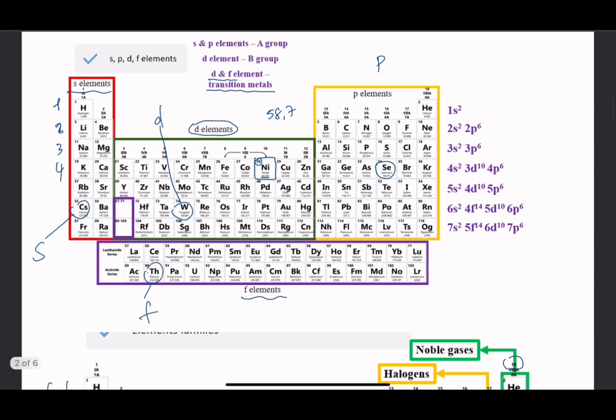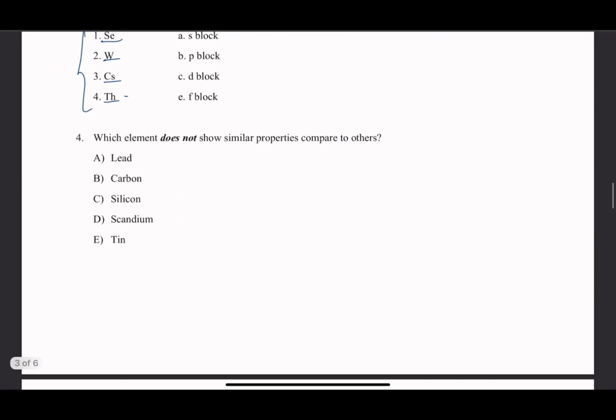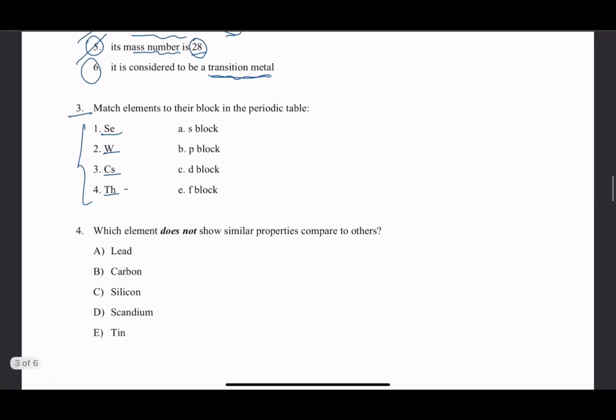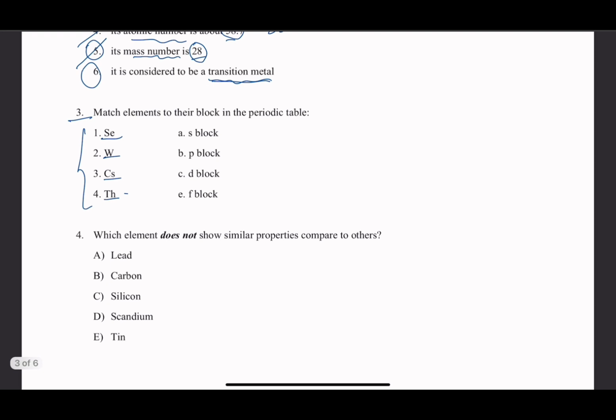Okay, so we're gonna go back to our answers. So here selenium is P block, so 1 is B, and then tungsten is a D block, so 2 is C, and then cesium is S block, it is A, and then 4 is thorium, it is an F block element, which is A.